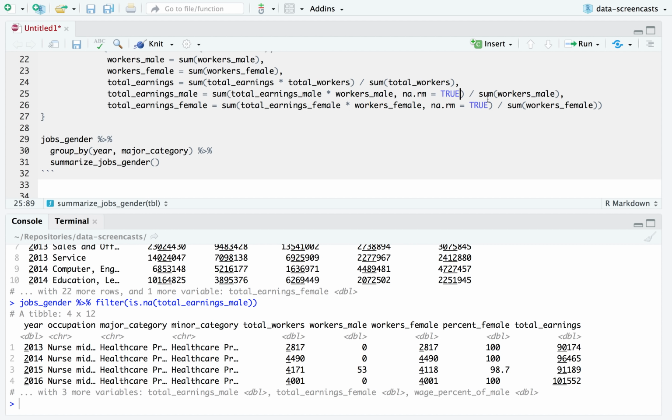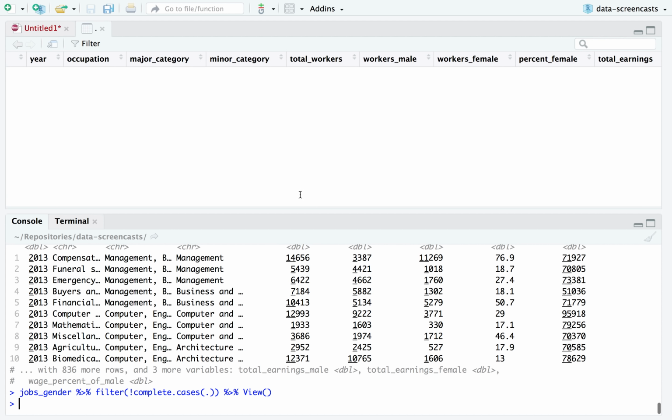NA.RM equals TRUE. I actually need a little trick here just in case there's cases with NA. Well, actually, let me find that out. Where are there ones that have NA? There's a neat trick: filter not complete cases dot, to say where is there an NA anywhere? And ask the question, well, it's mostly wage percent of male. All right, if I remove that one, total earnings, we have a bunch of total earnings female. It looks like there's a bunch of cases where we don't have one of the values. Okay, and it's not necessarily 0, it's just low.